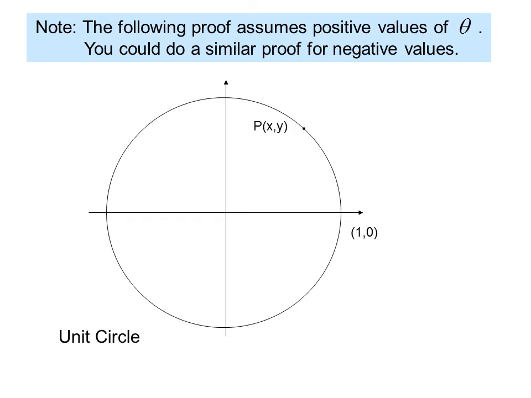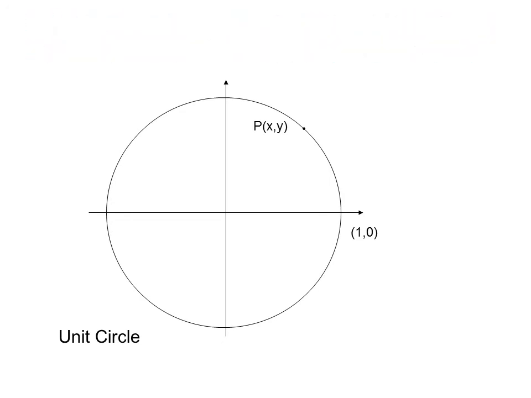So we start with a unit circle, and we have a point x, y on the circle. We draw a right triangle, so we have an angle theta and a radius of 1. So the horizontal distance is cosine theta. The vertical distance is sine theta.